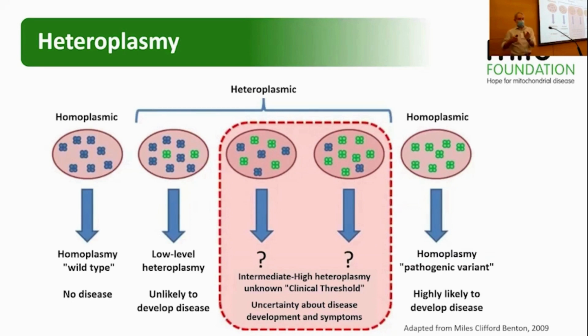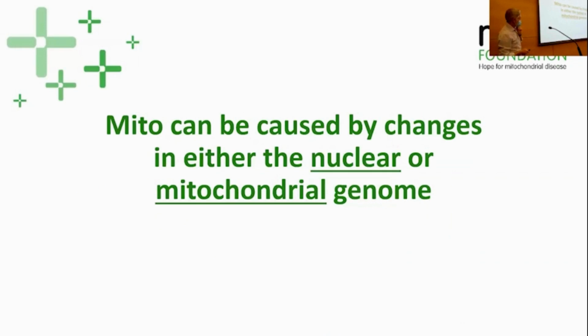With almost all other inherited diseases, it doesn't really matter whether you test blood or saliva or muscle or whatever. But for mitochondrial DNA disease, that can be important. And so the people doing the testing need to understand those limitations.